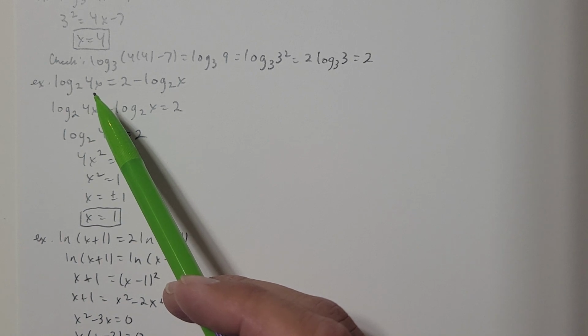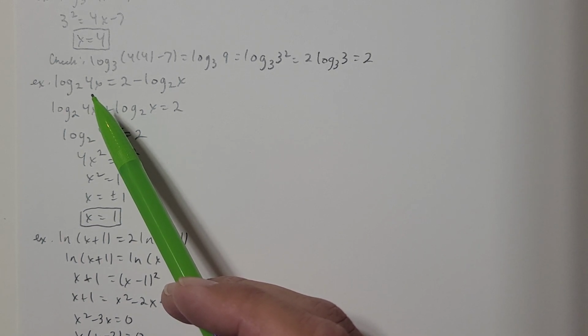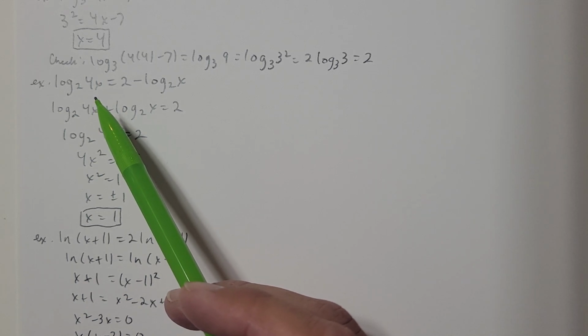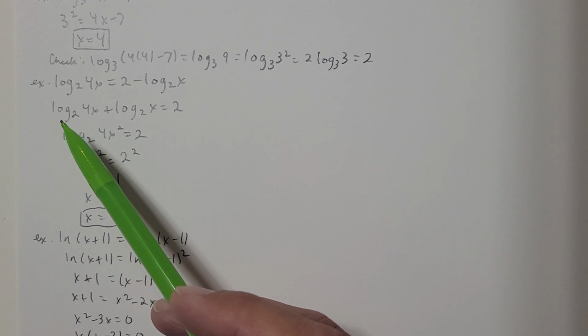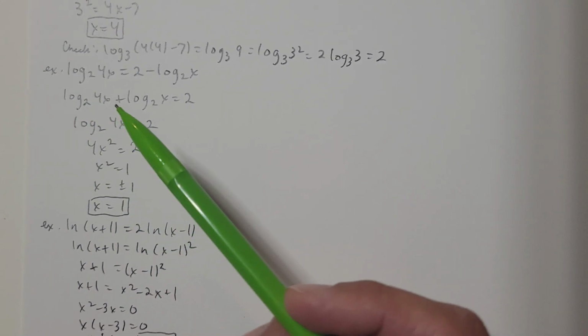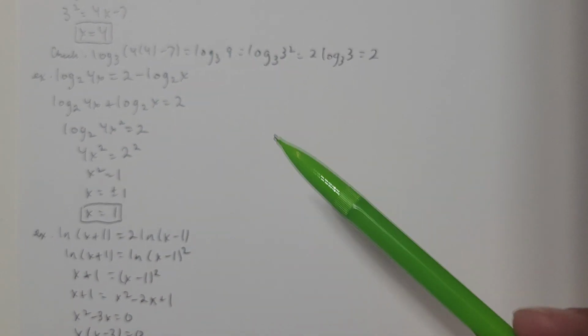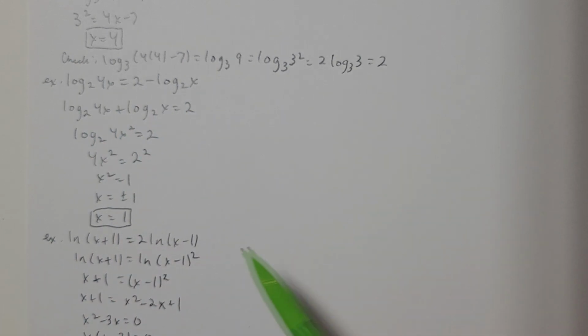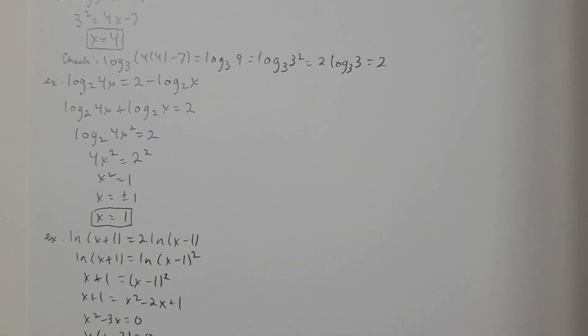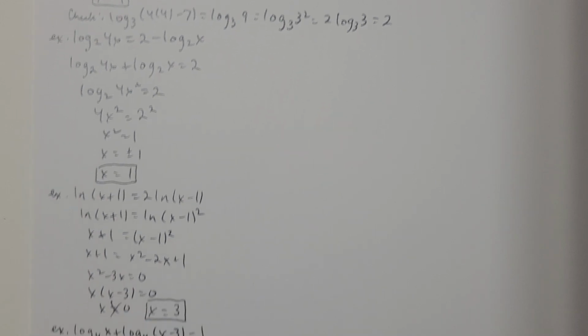Well, log base 2 of 4, 4 is the same as 2 squared. So I got log base 2 of 2 squared. The power of 2 can come out front. I got 2 times log base 2 of 2. Log base 2 of 2 is 1, and 2 times 1 is 2. Okay, so 2 equals 2, that's true, right? So 1 would be the only answer there. Okay.